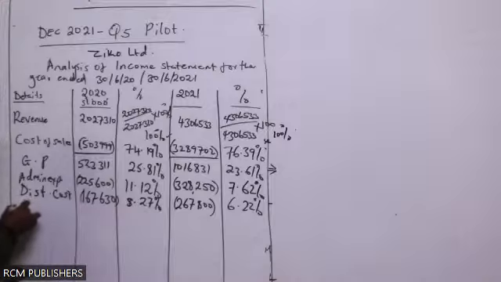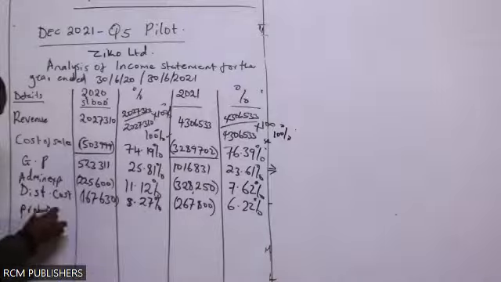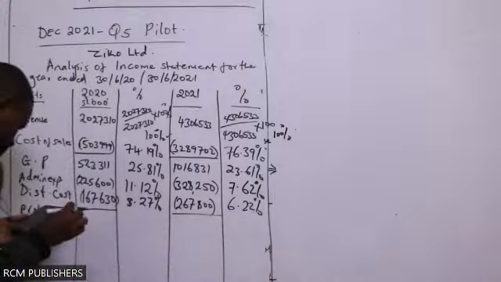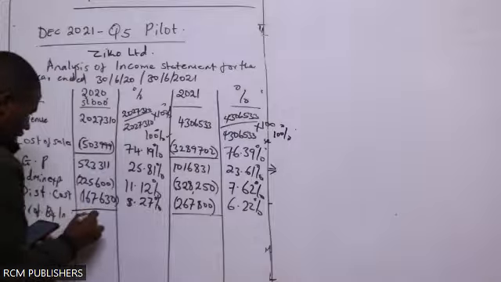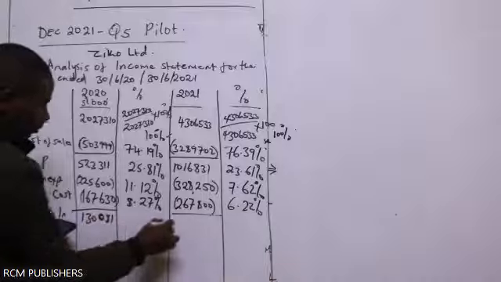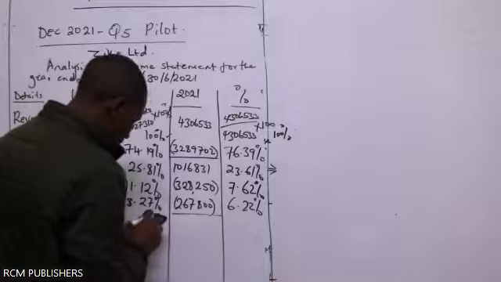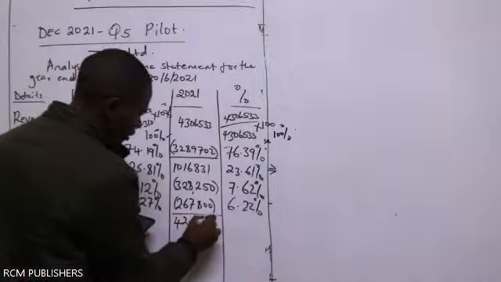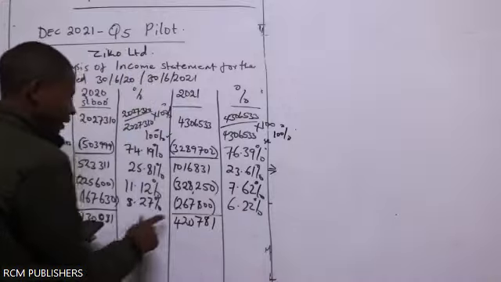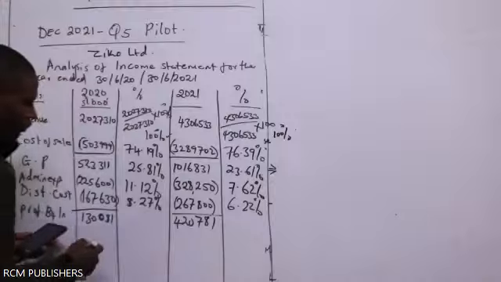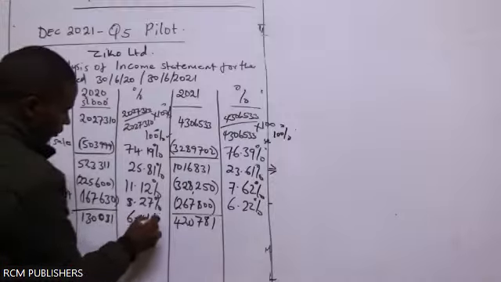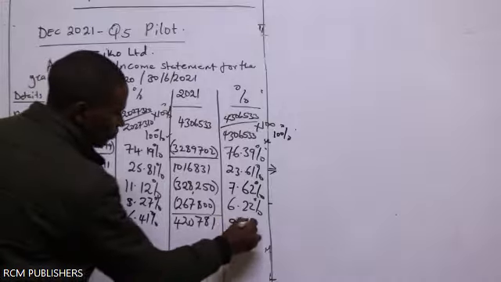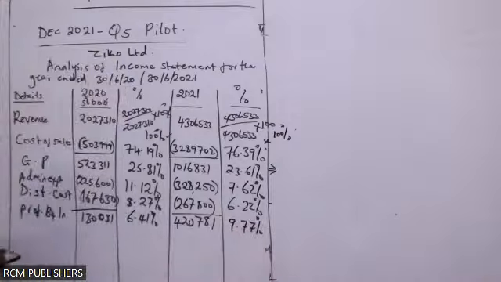Profit before interest. It will be the difference between the two. 130,081. Na hapa tuko na ngapi? 130,081 na 427,81. So nipatie pia percentage ya hiyo. 6.41. Uko sawa kabisa. What about the next one? 9.77%. We move to the interest.